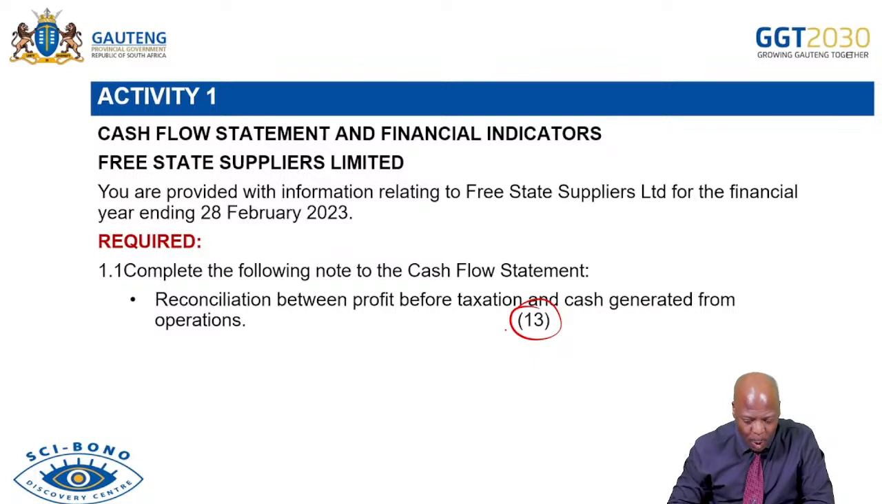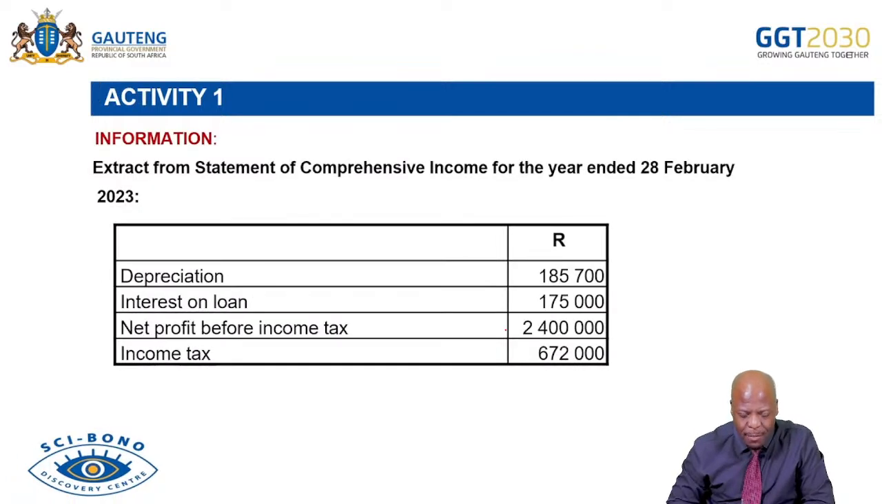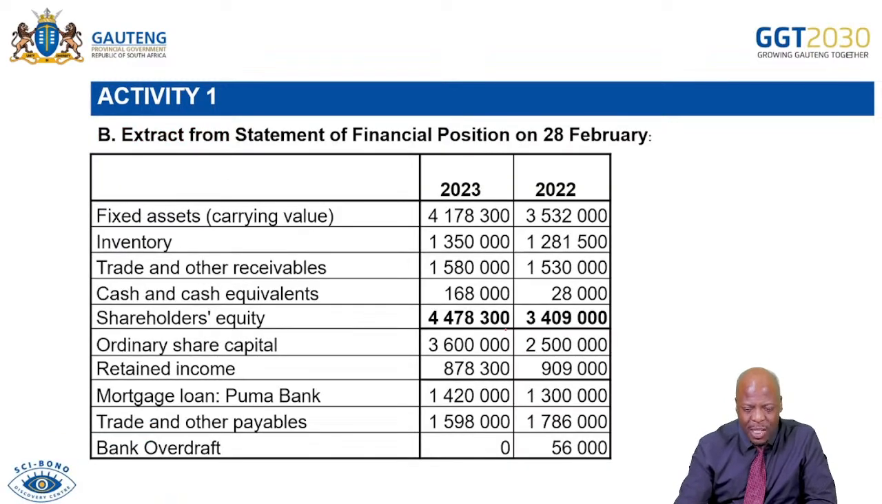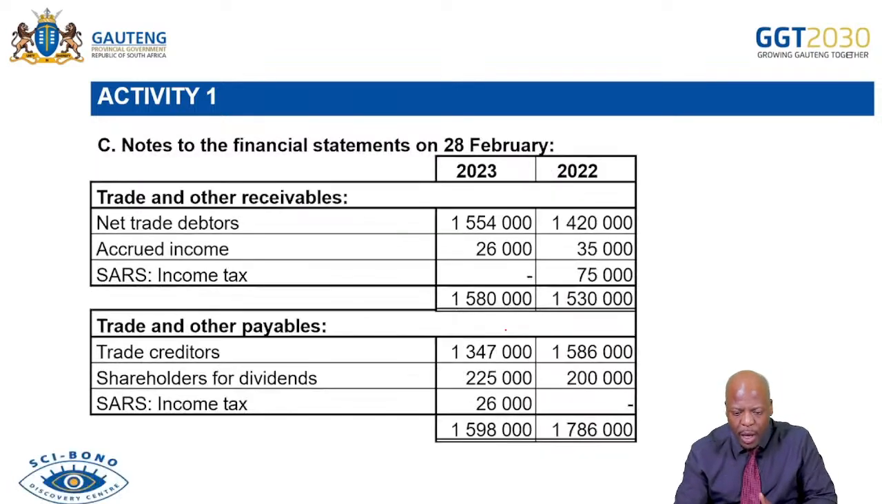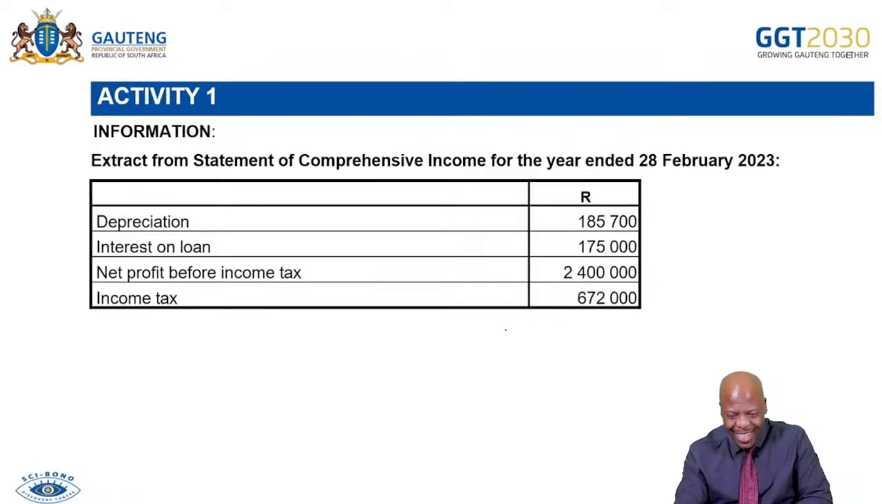Okay, let's see the information that we're provided. We have an extract of the statement of comprehensive income, all right? And then secondly, we have an extract of the statement of financial position, all right? And then we also have a further breakdown of the statement of financial position where we are given the notes to the statements of financial position. All right. So we have a note for trade and other receivables, and we also have a note for trade and other payables. Okay. So let's begin.